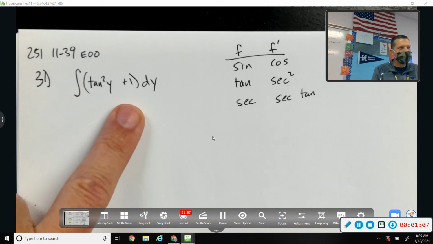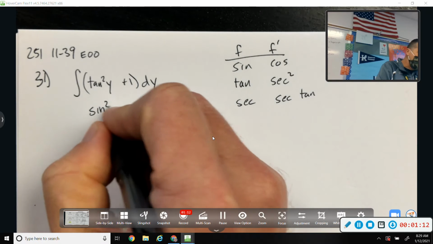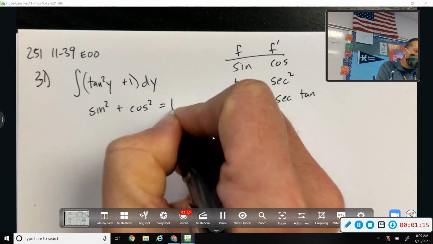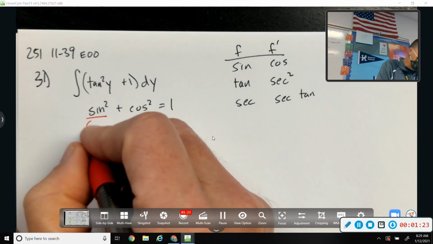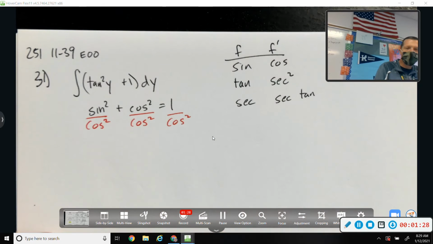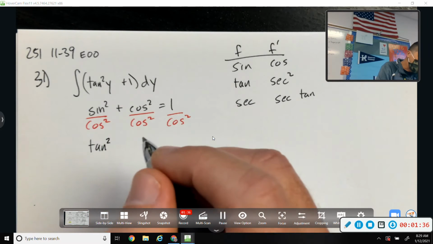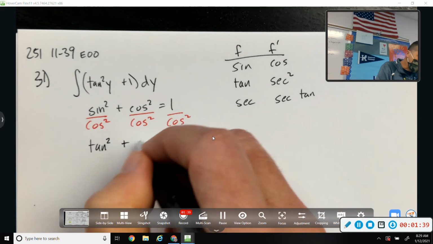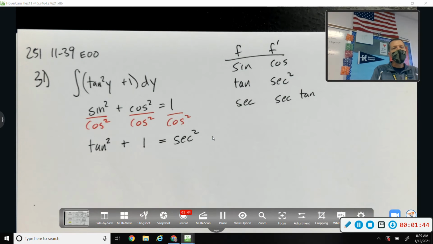But that plus 1 on there makes me think that this could be a trig identity. Right? Sine squared plus cosine squared is 1. That's not what this is. But if I get creative and I divide everybody by cosine squared, you might remember that's how we get the other of those Pythagorean identities, either divide by sine squared or divide by cosine squared. Now we have tangent squared plus 1 equals secant squared. Oh, that's what we want.